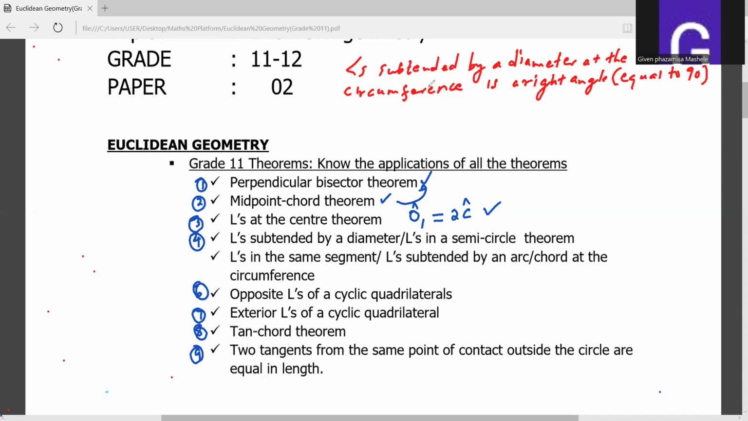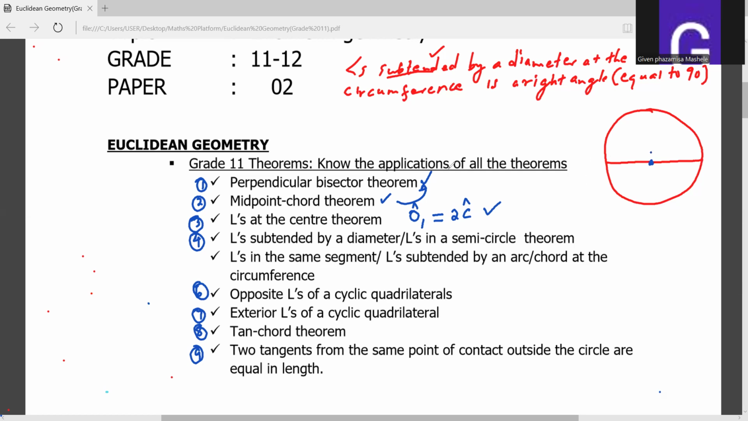So the theorem says, I believe now you understand the word subtended. The theorem says whenever you have a circle, and within the circle you have a diameter. I believe you know what a diameter is. A diameter is a line passing through the center. It's a line joining 2 points on the circle by passing through the center. So if we say this is a diameter, it means somewhere it must have the center.